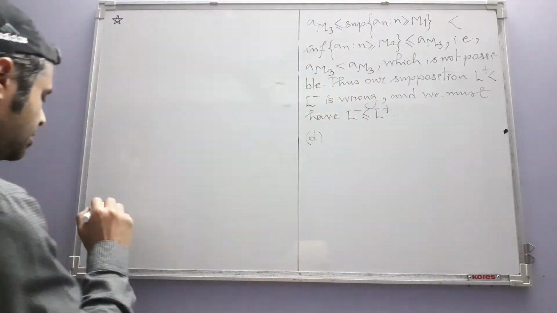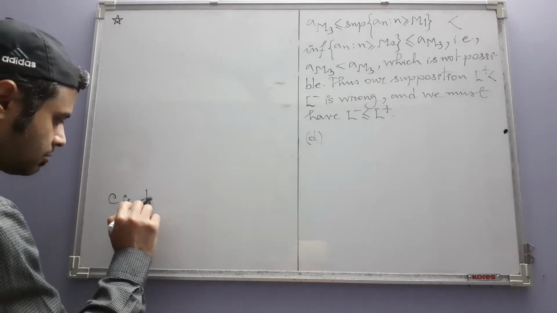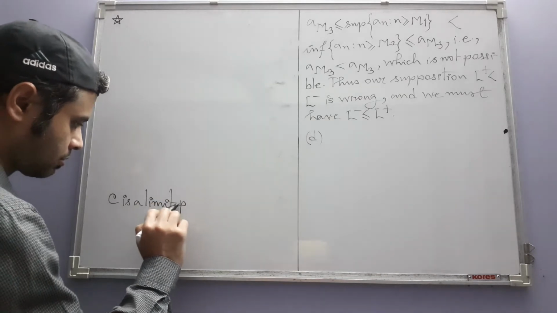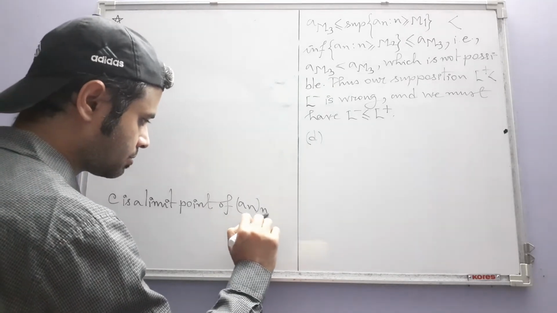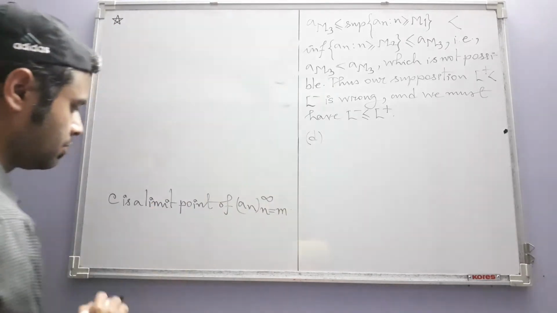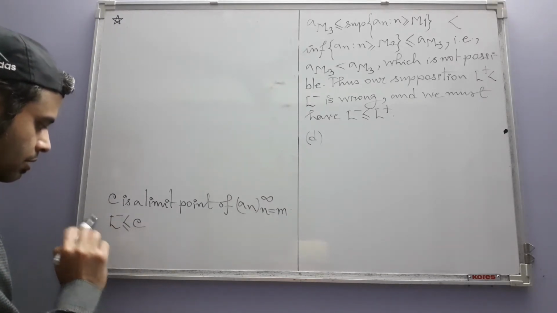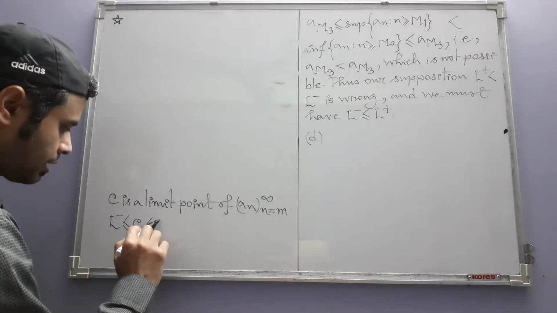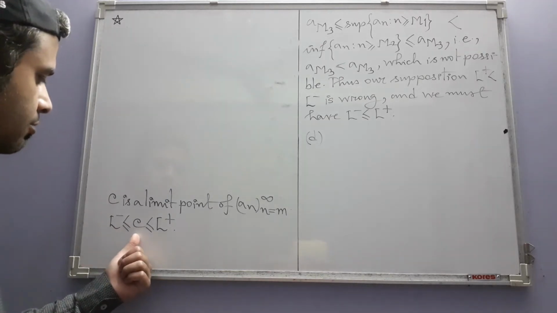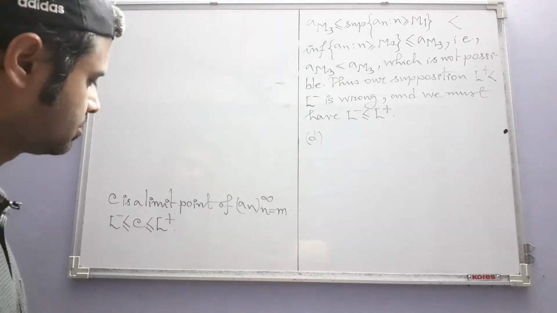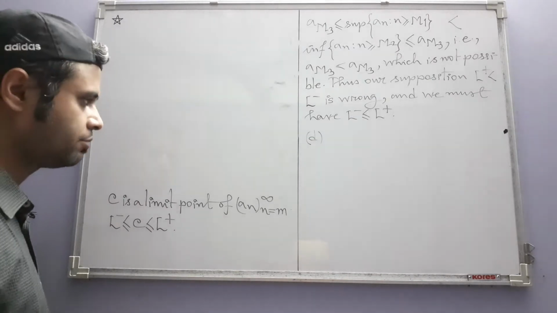In part D, the statement is this: C is a limit point of our sequence. We have to prove that the lower limit is less than or equal to C and the upper limit is greater than or equal to C. Limit inferior is less than or equal to C, which is less than or equal to the limit superior. This also will be done by the method of contradiction.